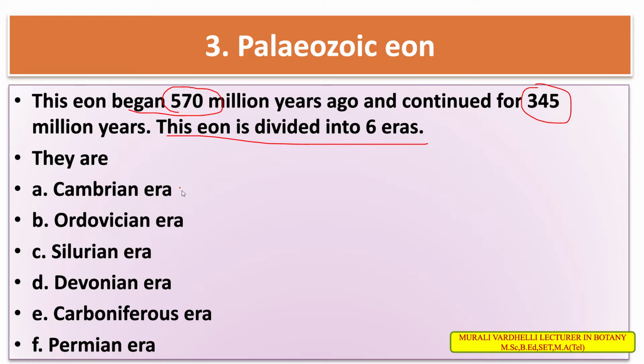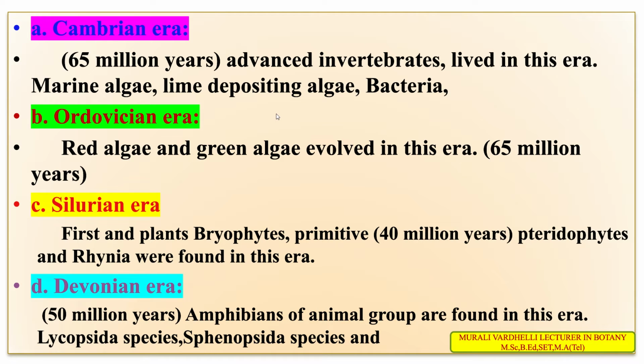This Paleozoic eon is divided into 6 eras. One is the Cambrian era, another one is the Ordovician era, the third one is the Silurian era, the fourth one is the Devonian era, the fifth one is the Carboniferous era, and the sixth one is the Permian era. These are the eras into which the Paleozoic eon is divided. The first one is the Cambrian era.